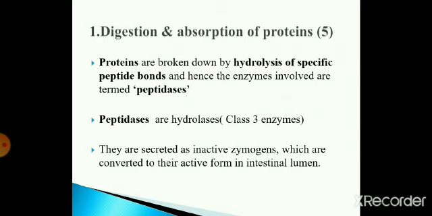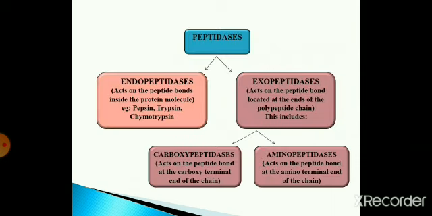All these peptidases are secreted as inactive zymogens and later they are converted into their active form. So peptidases are classified into two types, endopeptidase and exopeptidase. Endopeptidase means the one which acts on the peptide bond inside the protein molecule. And exopeptidases are those which act on the peptide bonds located at the ends of the polypeptide chain. And exopeptidase is again classified into carboxypeptidase, which acts on the carboxy terminal, and aminopeptidase, the one which acts on the amino terminal end of the chain.